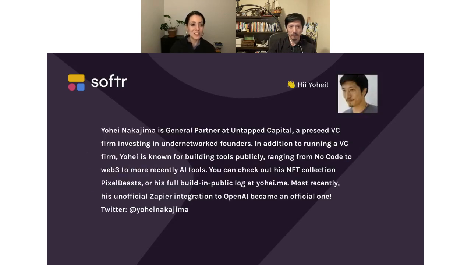I'm really excited to introduce our guest today. I've just had the pleasure of meeting him very recently. This is Yohei, and he is a general partner at Untapped Capital, a pre-seed VC firm investing in under-networked founders. So that's his main job. But in addition to that, many of you may know him from Twitter, from being a creator. He's really known for building in public. He's known for all sorts of different creative projects in the AI space, automation space. He has an NFT collection.